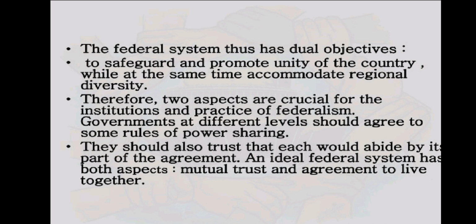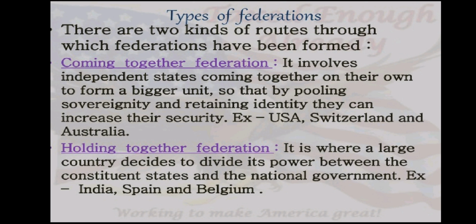The exact balance of power between the central and the state government varies from one federation to another. India is also a federal country, USA is also a federal country. But the exact balance of power between the central and the state government varies from one federation to another. And what is responsible for that? Historical context, historical changes.